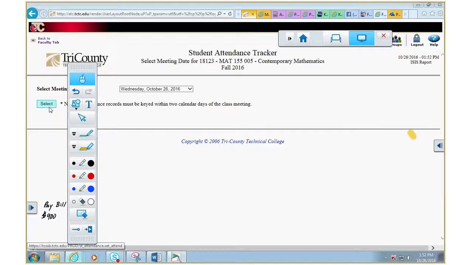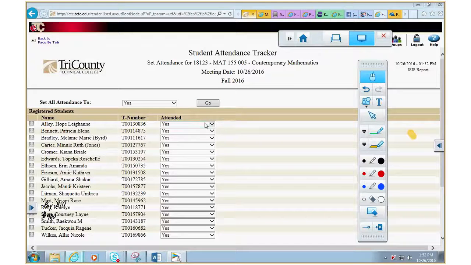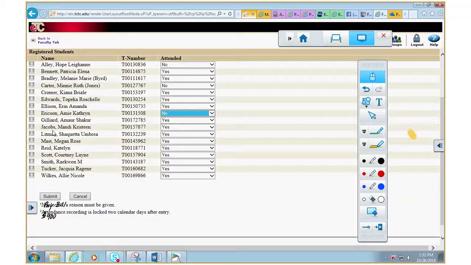All right, Allie is not here. I didn't see her walk in. Bennett's here. Bradley's here. Carter's not here. Cromer, Edwards, Ellison, Erickson is not here. Gilliard is here. Jacobs, Littman, Mast is not here. Reed, not here. Scott, Smith, not here. Tucker and Wilkes.